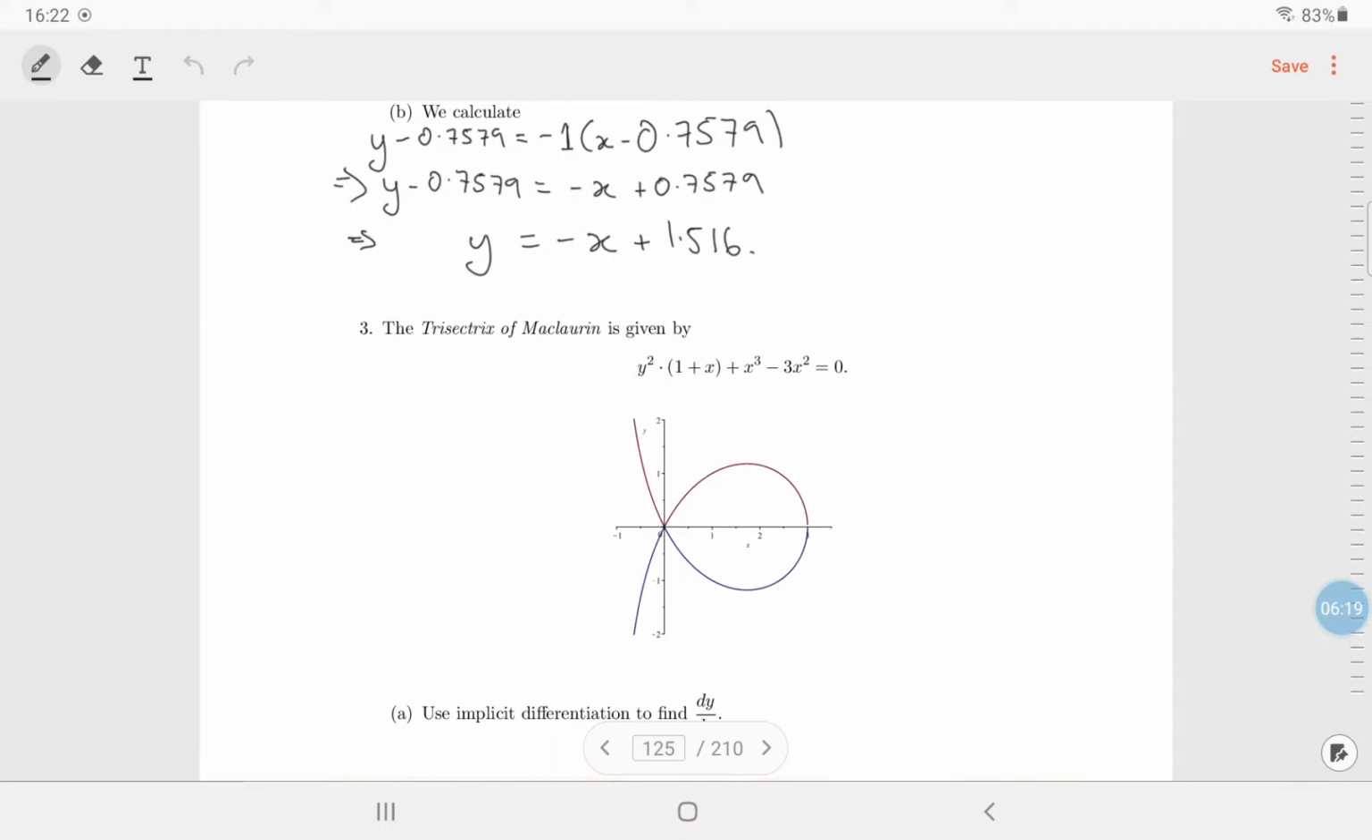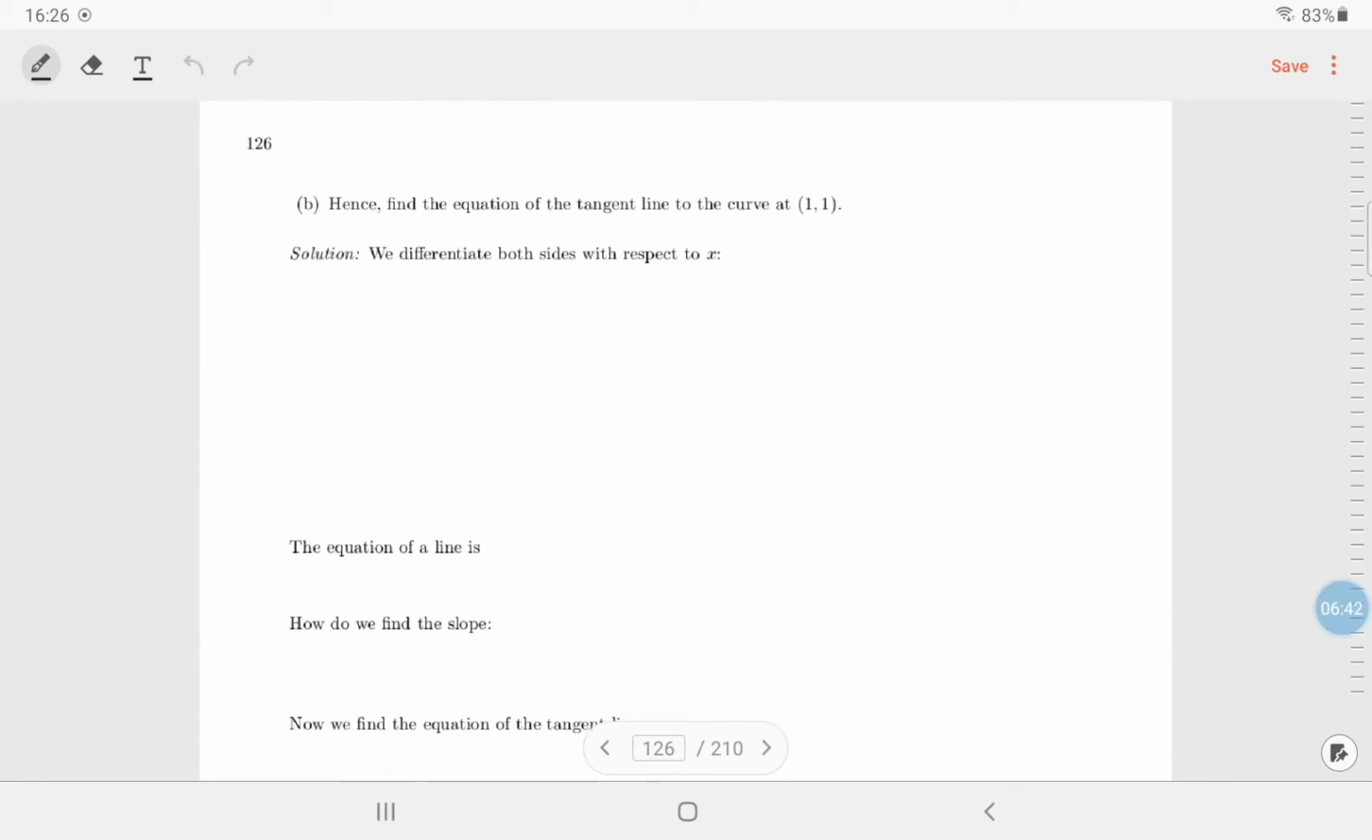another question. So this trisectrix of Maclaurin is given by this formula here. And it says use implicit differentiation to find dy/dx. Okay, same crack. Now there are options here. Let's pause for a second. So we'll find dy/dx for this, and then we'll find the equation of the tangent line.